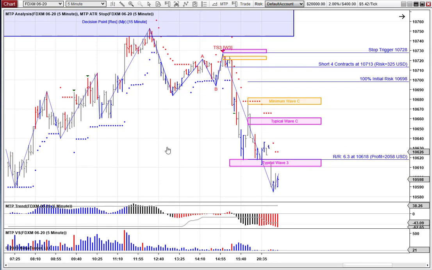So hopefully this is a good example of our W3 or Wave 3 trade setup on the 5-minute DAX from yesterday, where the high came in beautifully at our higher time frame 15-minute DP resistance area, you can see. So that's where we start our sequence.